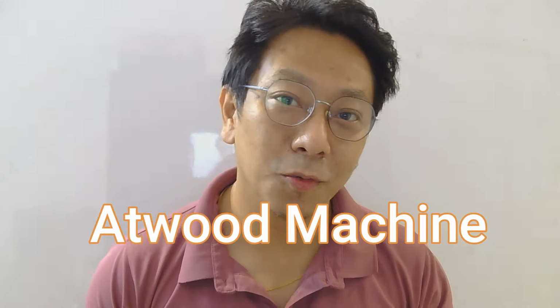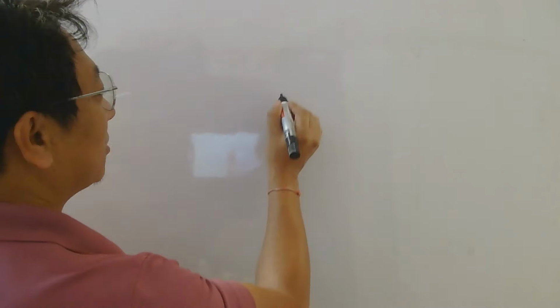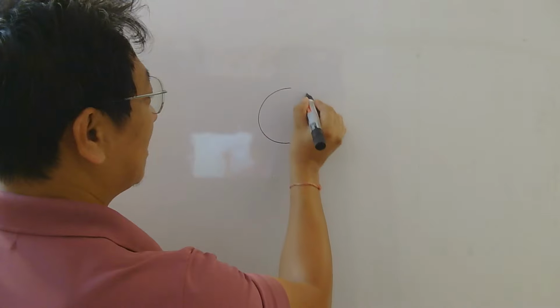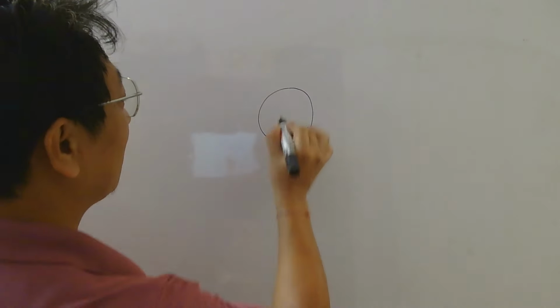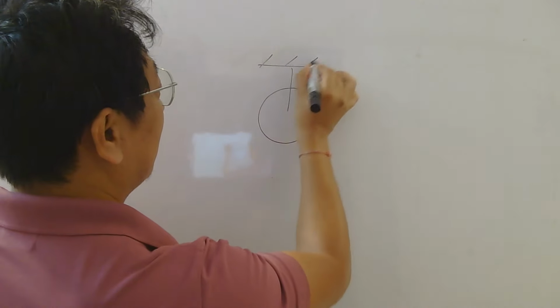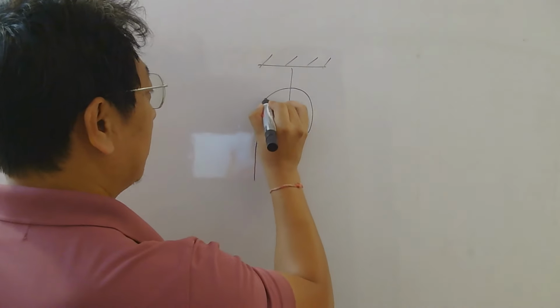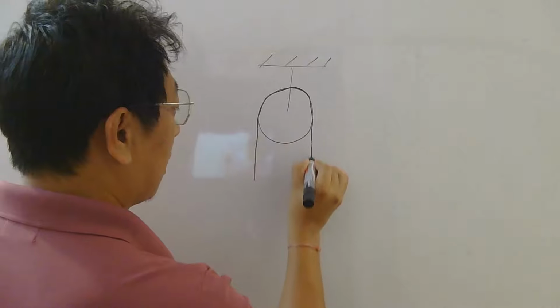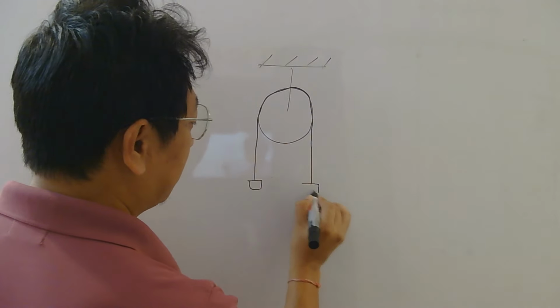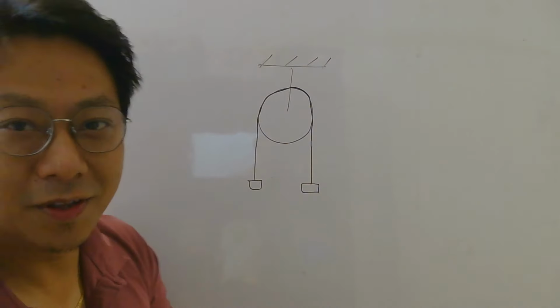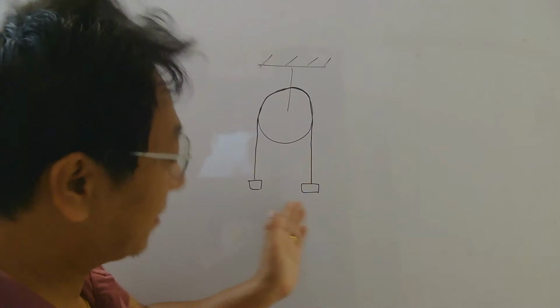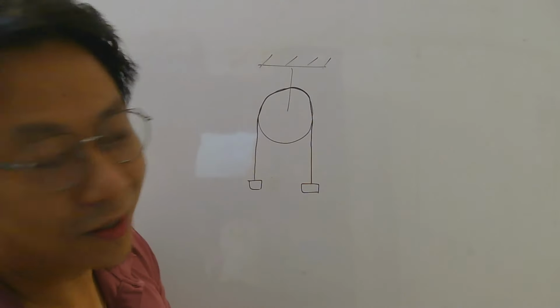Hi everyone, today I brought a question where we will discuss the Atwood machine with friction. Now what is the Atwood machine? It is something that you study in your class 11 syllabus, where there is a pulley and a string or a rope that passes over the pulley, and two blocks are attached to the two ends of the rope. You have to find the acceleration of the two blocks.